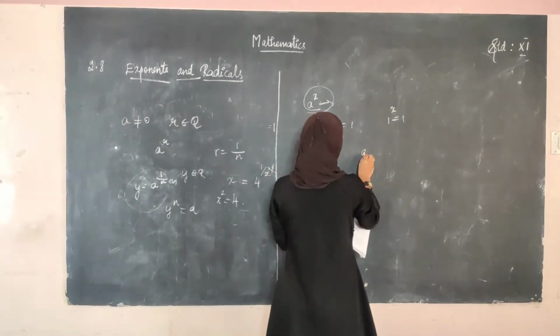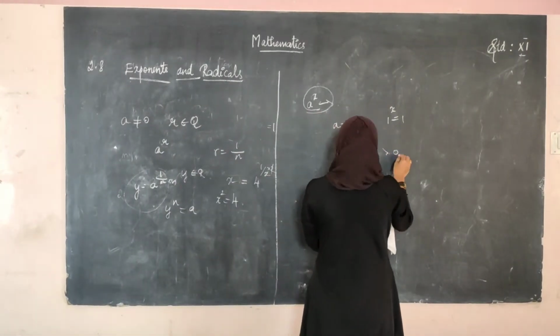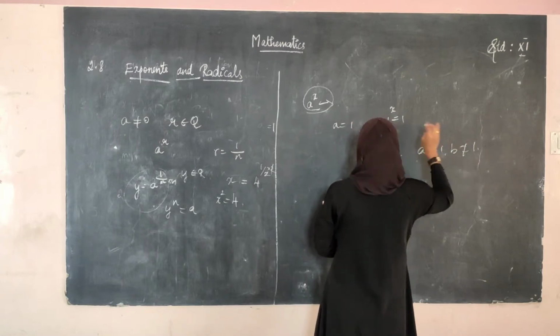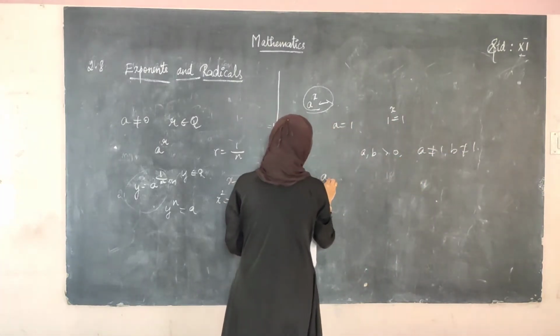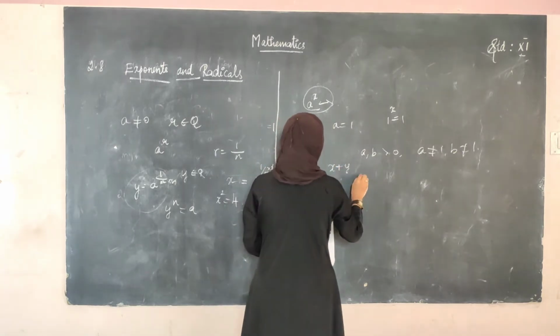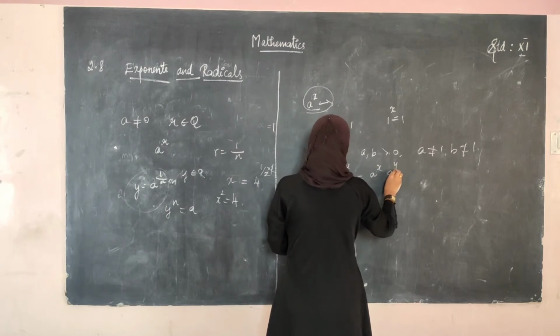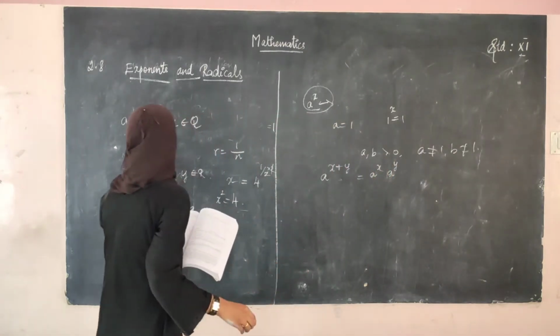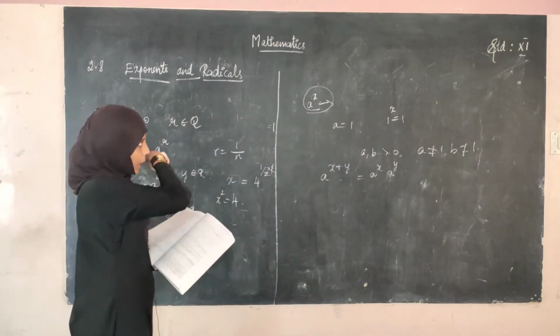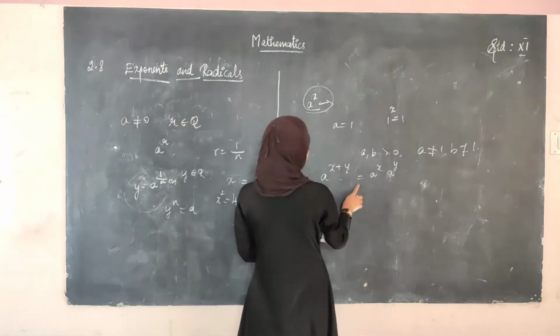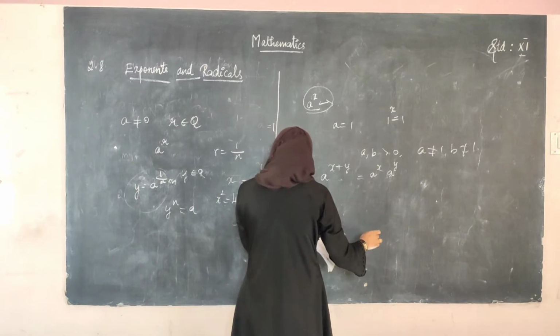For a, b greater than 0, a not equal to 1 and b not equal to 1, a power x plus y is equal to a power x into a power y. So this one we have already seen while studying exponents, right? That property: a power x plus y can be written as a power x into a power y.